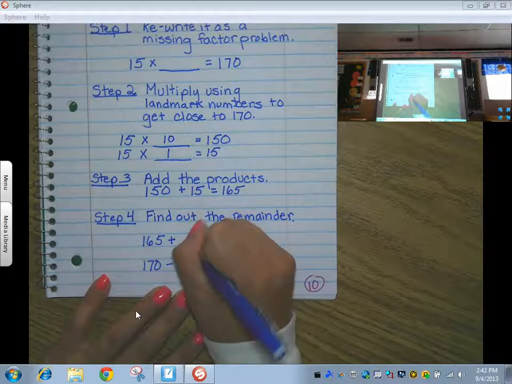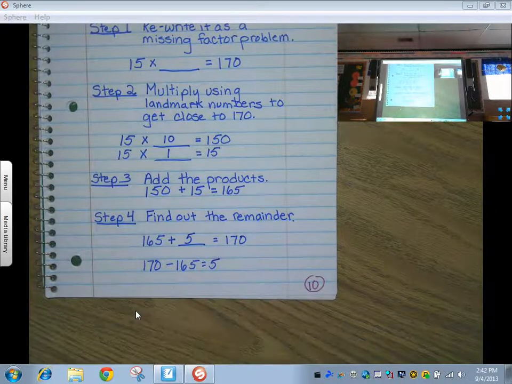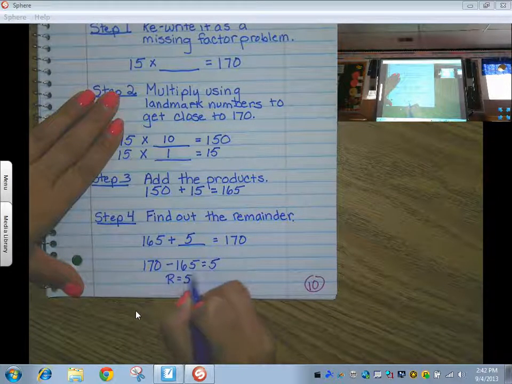When you did the 15 times 10 and 15 times 1, you should put the 1 by the 5 so it's easier to add. Easier to add right there. When we rewrite it for step 5, I'll show you, or I'll do that.